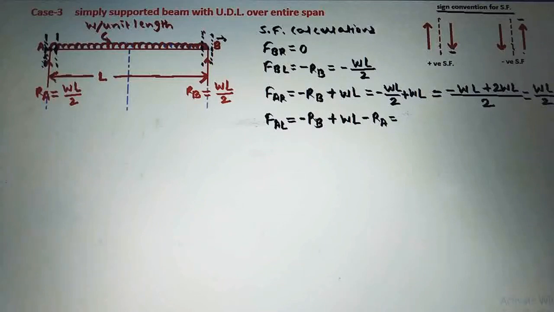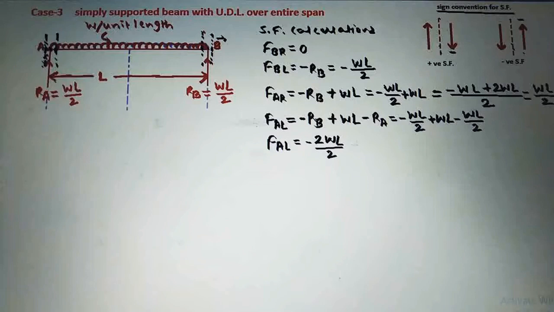Now we will write here, what is RB? WL by 2, plus WL, next minus of what is RA? RA is also WL by 2. Next we will write here the shear force at a section just left of A. That should be minus WL by 2, minus WL by 2, minus 2WL by 2, plus this WL.